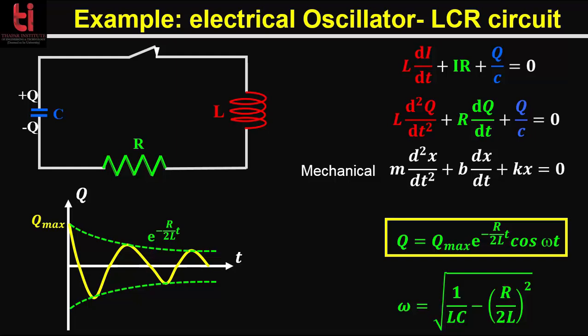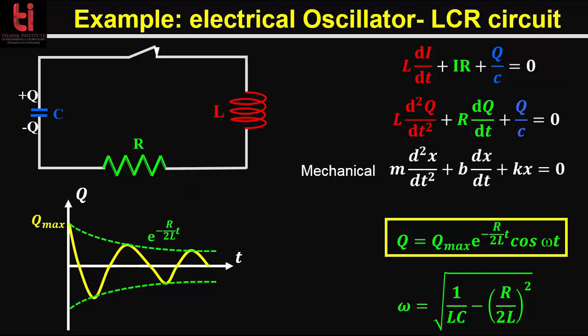Now we will discuss damped electrical oscillations. This figure shows an example of damped electrical oscillation. It is an LCR circuit consisting of an inductor L, a capacitor C, and a resistor R connected in series. You can see here that there is resistance in the circuit.